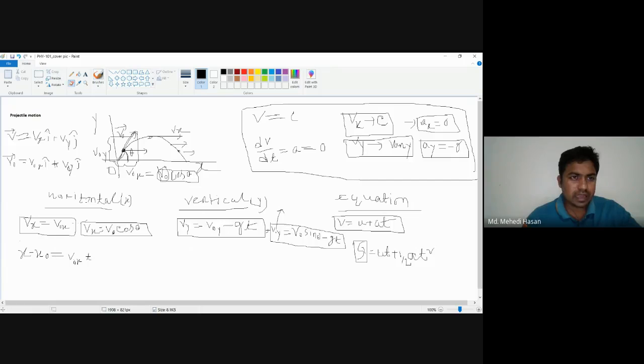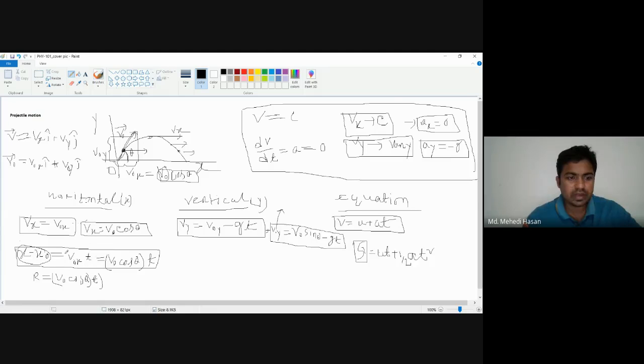So we can write: x minus x naught is equal to v naught cos theta into t. Okay, so from this equation you can easily find the horizontal range. x minus x naught is called the horizontal range, so you can write R equal to v naught cos theta into t. So this is the horizontal range.